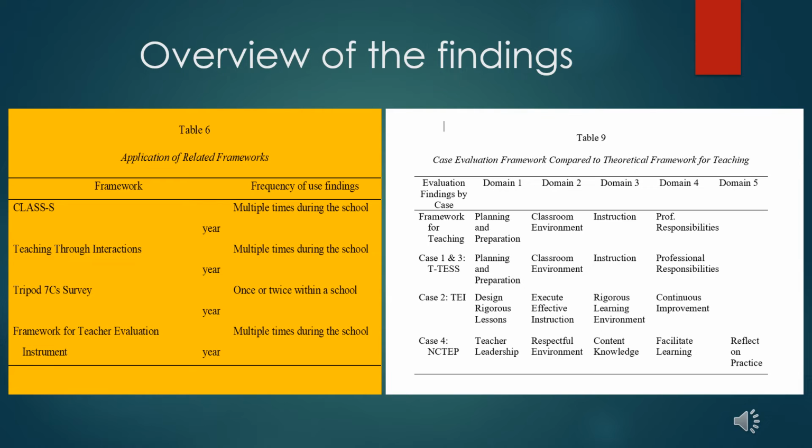The TEI framework applied to Case 2, Jillian. With NCTEP, there was an additional domain beyond the typical 4 domains reflected in the other evaluation instruments. NCTEP valued teachers reflecting on their practice that it had its own domain. NCTEP applied to Case 4, Donna. Based on the case study findings, it was evident that study participants favored an observation instrument as the primary component in the teacher evaluation process.